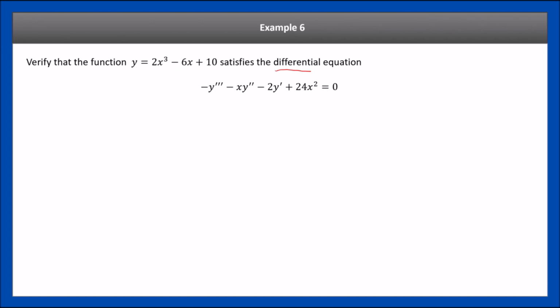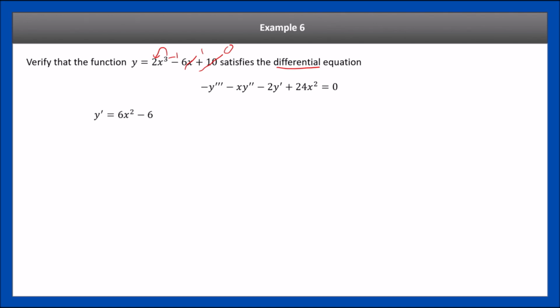In order to do that, we need to do the third derivative of this function so that we can plug it into here, and then the second derivative and first derivative. So that's what we're going to do. Okay, so let's go ahead and take the derivative. We're going to use the power rule. I've got to bring the power down and then subtract 1. The derivative of x is just 1, and the derivative of a constant is 0. So it's going to turn into 6x squared minus 6.